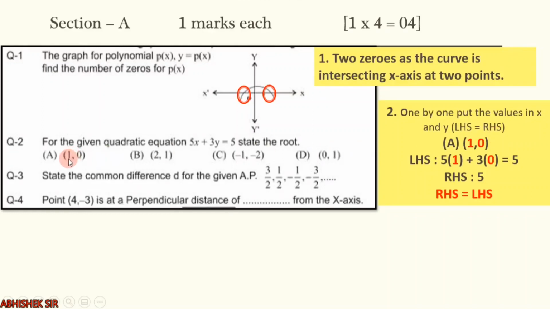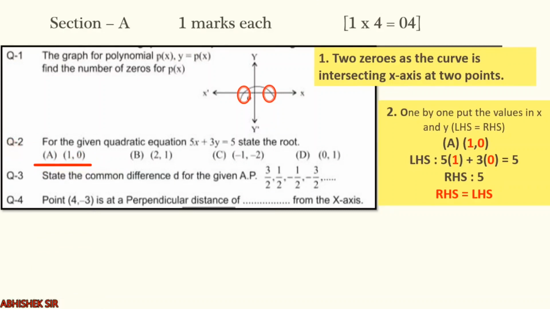Here we will start with 1 and 0. That means x coordinate 1, y coordinate 0. So putting x as 1 and y as 0, on the left hand side we get 5 ones are 5 plus 3 zeros are 0, that means 5. And on the right hand side we already have 5. That means this solution fits the best. So (1, 0) is the correct answer for question number 2.